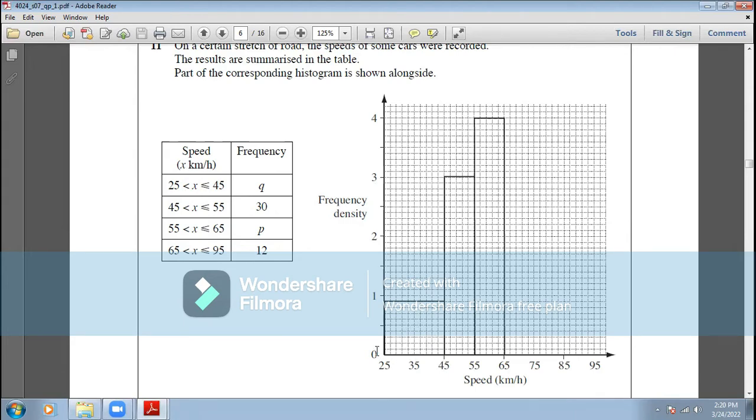So what is the width here? That is 20, and what is the height here? 0.9. So just multiply 20 with 0.9, you will get the frequency of that class, and that will be Q. In the same way, for P, which is from 55 to 65, find the area of this bar. And how do you find the area? Length multiplied by width. The width here is 10, and the height here is 4. Just multiply 10 with 4, and that will be 40, and that will be the value of P.